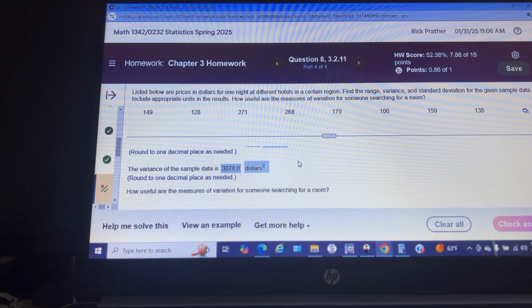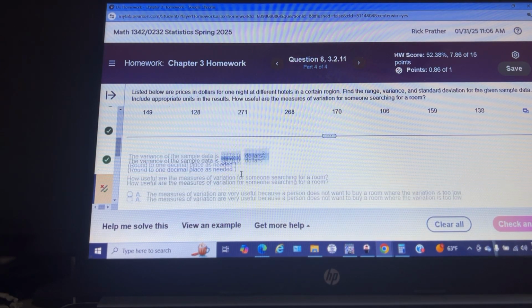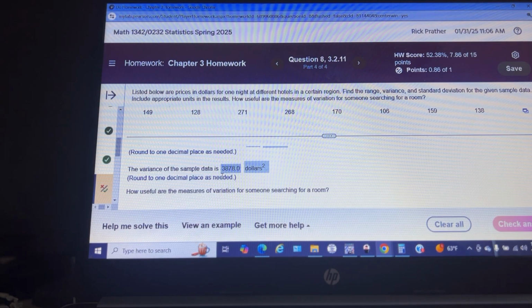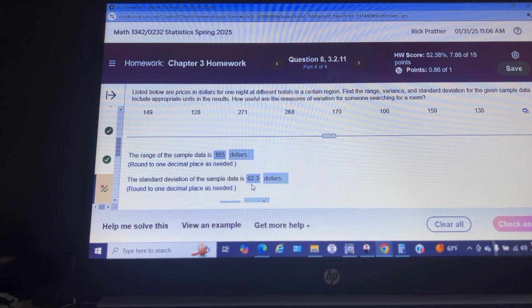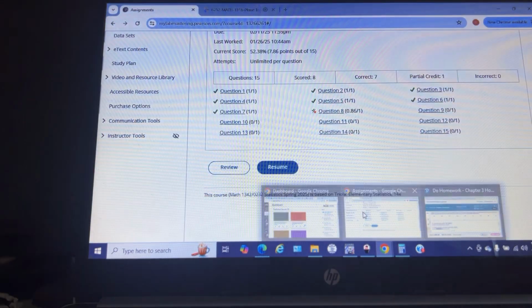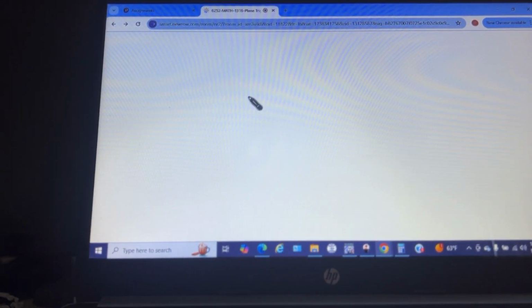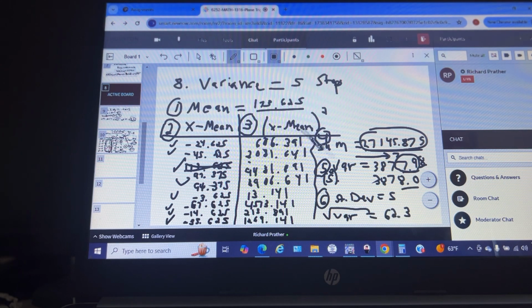Now this is weird, how they're putting standard deviation first and then variance. But you find the variance first, actually. So the variance was 3878.0. I actually got that correct. And then I square rooted it and got 62.3. They did want 1 decimal place. 62.3. Where do I have that? There, see, 62.3. And then when I was about to finish the problem, that's when I noticed that the phone had stopped recording. But I did have 3878.0 and 62.3.